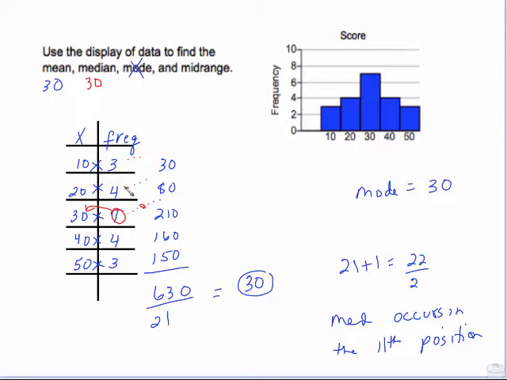You could always write out all of these numbers if you want, but that's a whole lot of writing because there's 21 entries. You'd have to write out 21 different numbers. Also, because there are 21 numbers, that's an odd number of numbers. You know that the median is going to land on one particular position, specifically the 11th position. Now the mid-range is where we just have to add the low plus the high. 10 plus 50 is 60, divided by 2, which is 30.